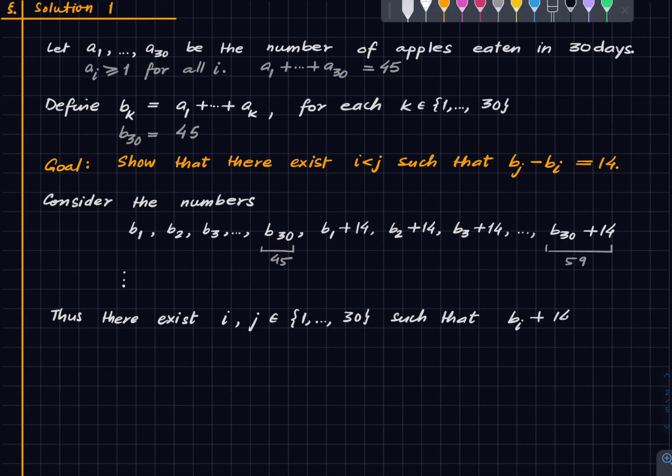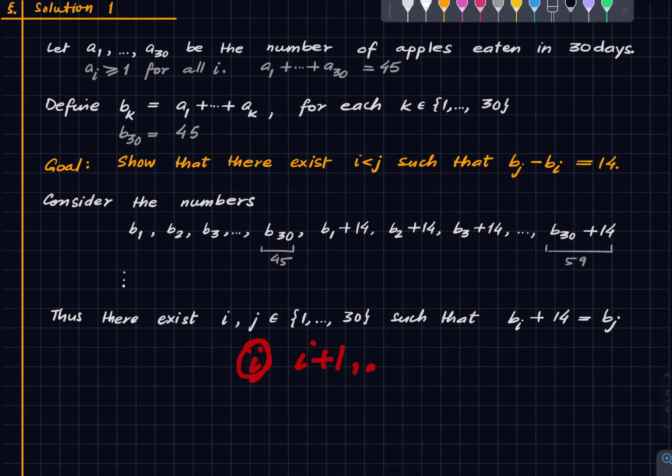Now, clearly i cannot be equal to j. In fact, this forces that i is strictly less than j, because b1, b2, b3, and so on is a strictly increasing sequence. So this just forces that i is less than j, and we are done. So between day i exclusive, so basically from day i plus 1 up to day j, the guy eats exactly 14 apples. Very nice solution.